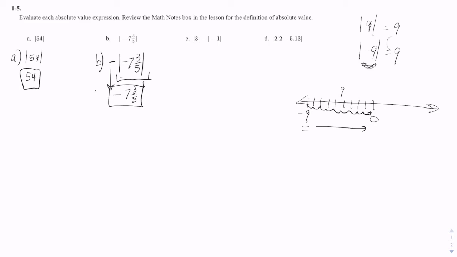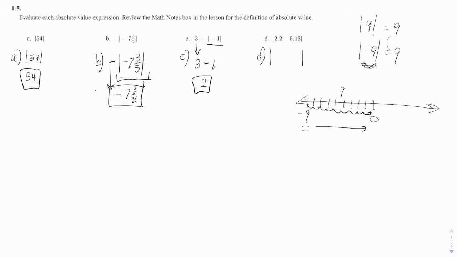For C, we have the absolute value of 3, which is 3, minus the absolute value of negative 1, which is 1, and 3 minus 1 is 2. And for the last one, D, we have the absolute value of 2.2 minus 5.13.